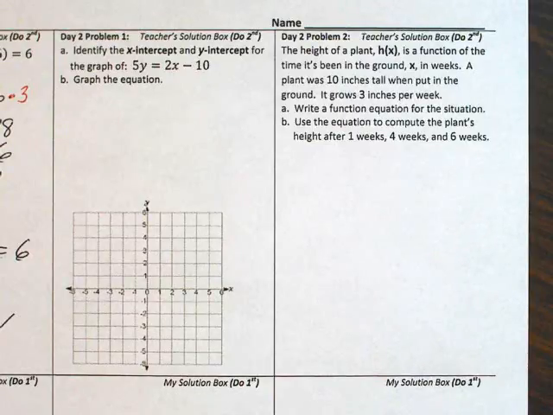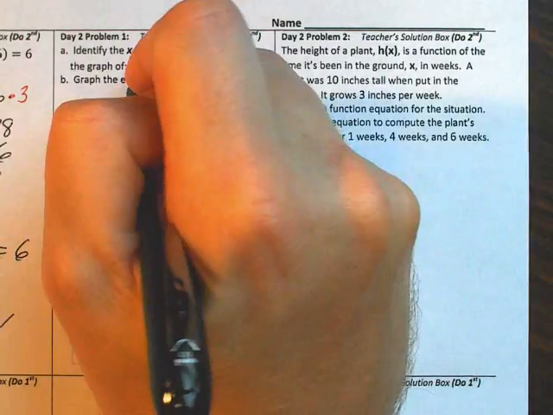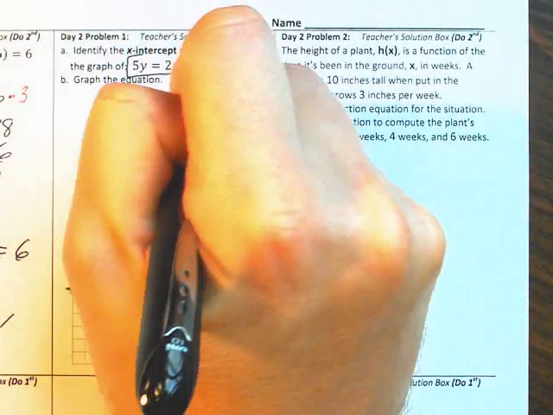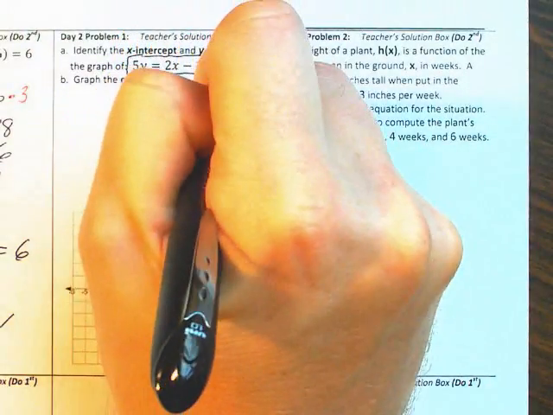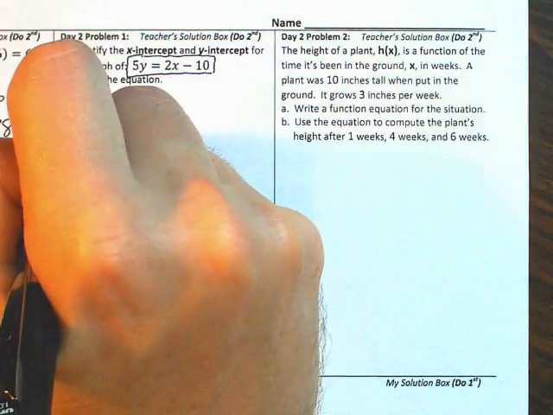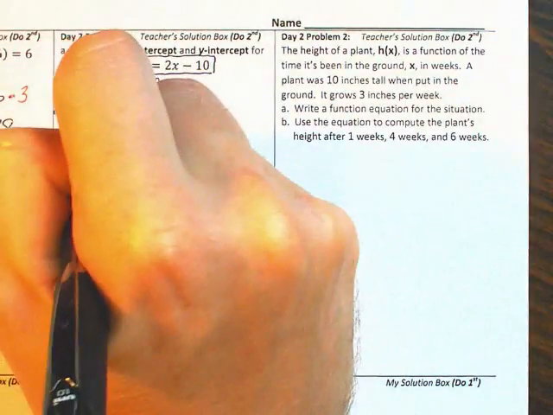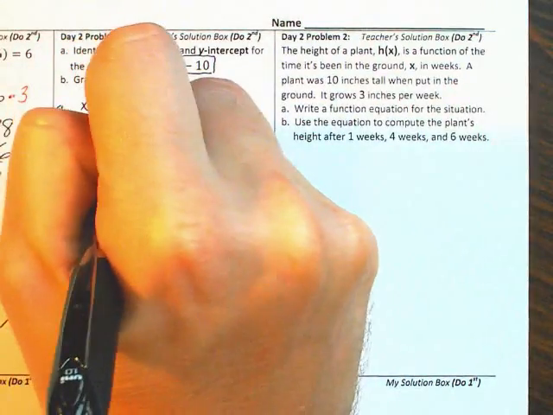Day 2, Problem 1. Identify the x-intercept and y-intercept for the graph of 5y equals 2x minus 10. So here is a linear equation, and we're asked to find its x-intercept and its y-intercept. Let's start with the x-intercept.